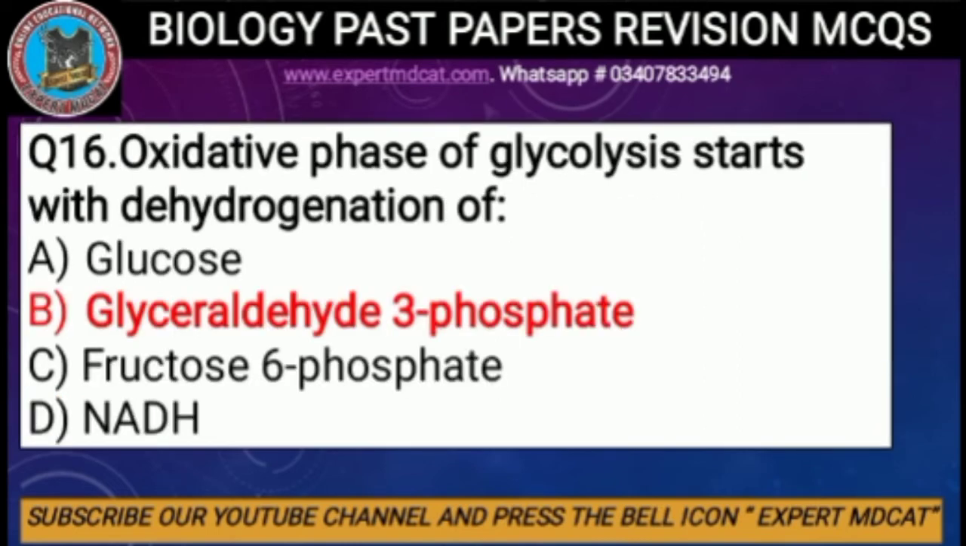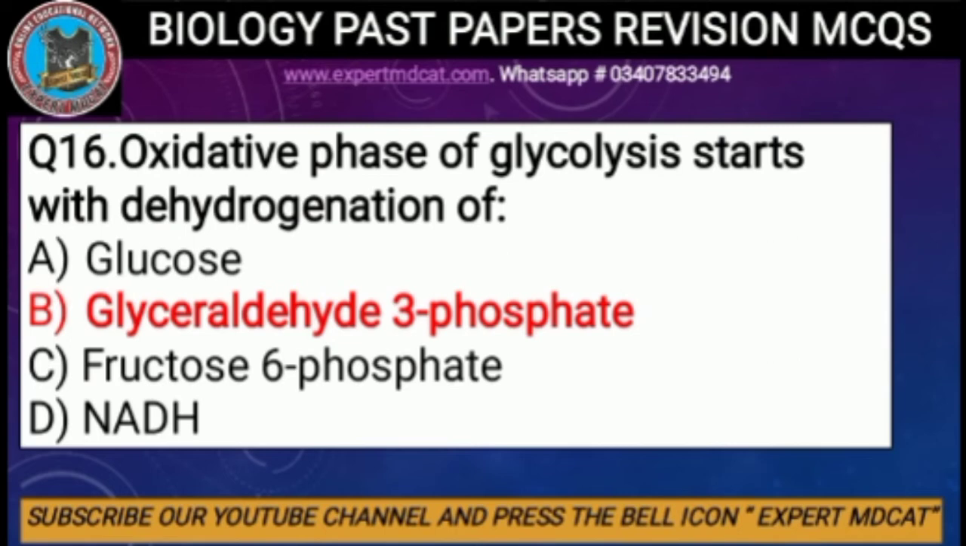Question number 16: the oxidative phase of glycolysis starts with dehydrogenation of. Options are glucose, option B is glyceraldehyde 3-phosphate, option C is fructose 6-phosphate, and option D is NADH. Here the correct option is B, that is glyceraldehyde 3-phosphate.